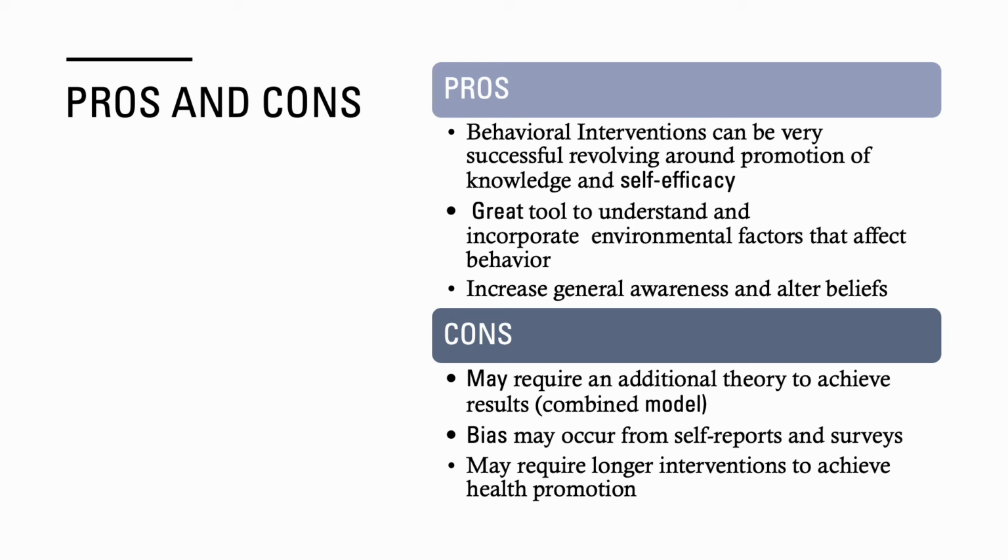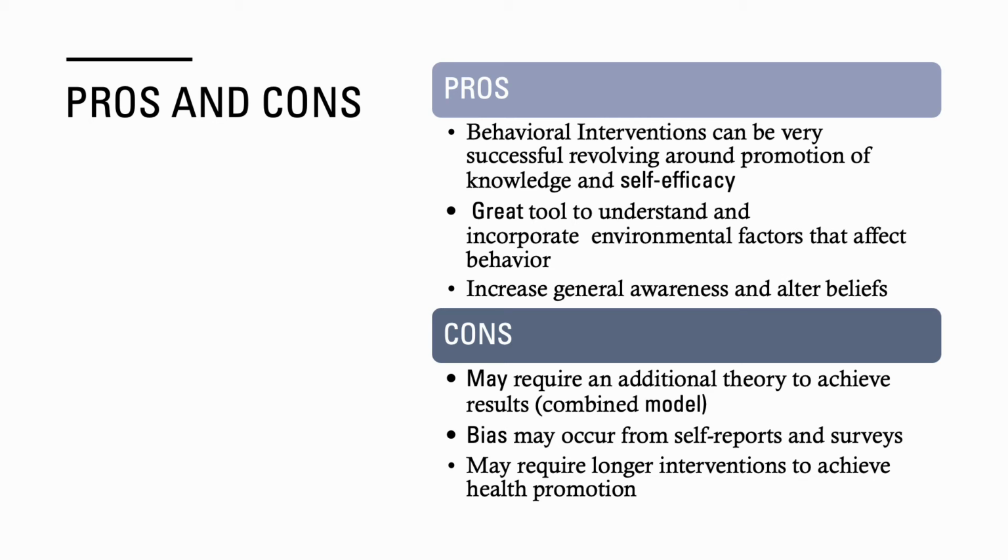For a few of the pros, we can see that the social cognitive theory is great in increasing general awareness and altering beliefs on a specific target health behavior. Also, we are able to see that behavioral interventions are successful that revolve around the promotion of knowledge, thus leading into greater self-efficacy for the participants. And finally, we can see that it is also a great tool in understanding how environmental factors affect behavior and the importance of taking those into consideration when working with a specific target population.